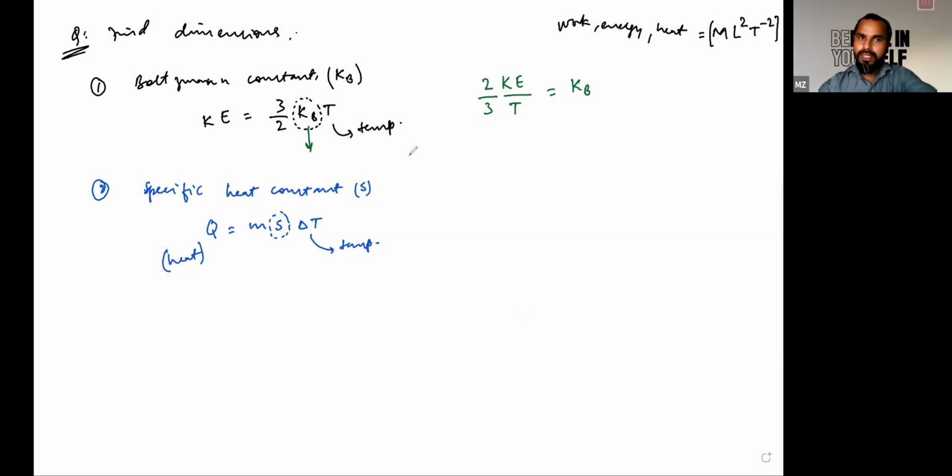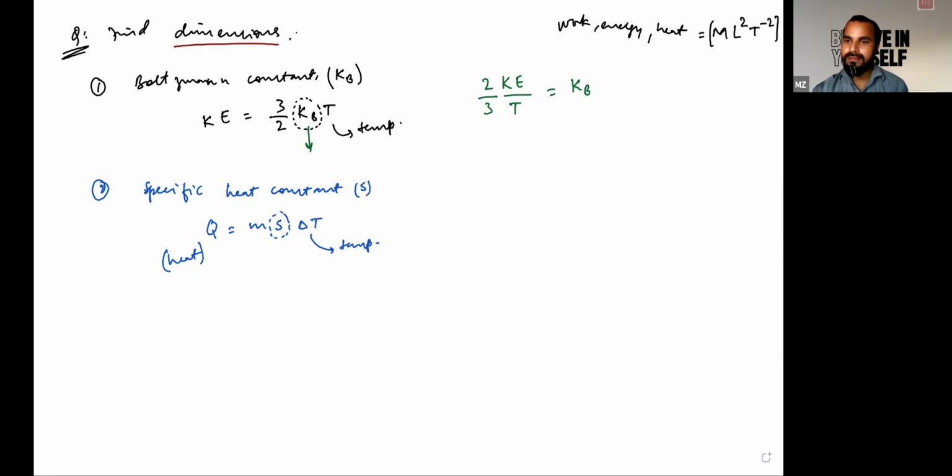Rehab, we are trying to calculate dimensions of some terms related to thermal or heat. The first one is Boltzmann constant, for which the formula is this, to calculate this particular Kb. Similarly, we have to calculate dimension of specific heat constant. So here Q is heat, that is energy, M is mass, S is specific heat constant, and delta T is temperature. So just rearrange them to find this particular value of S.